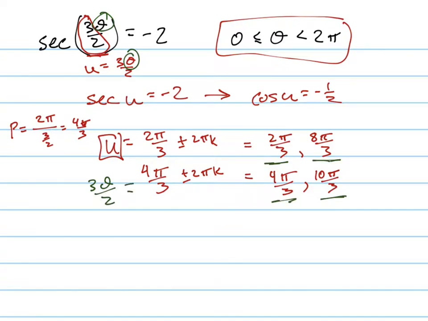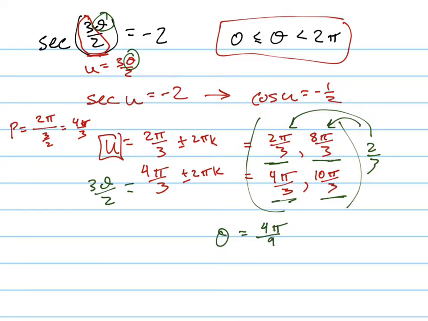So 3 theta over 2 equals all of those things, which means I multiply all of those things by 2/3 to get what theta equals. So theta equals, multiplying it here, I get 4 pi over 9, multiplying it here, and reducing if possible, I get 16 pi over 9, multiplying it here, I get 8 pi over 9, and multiplying it here, I get 20 pi over 9.